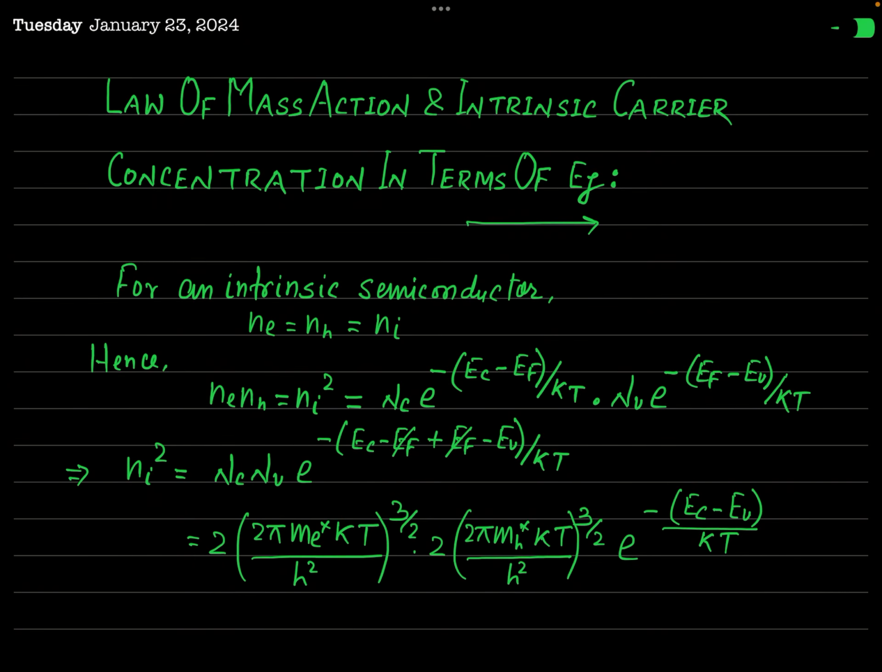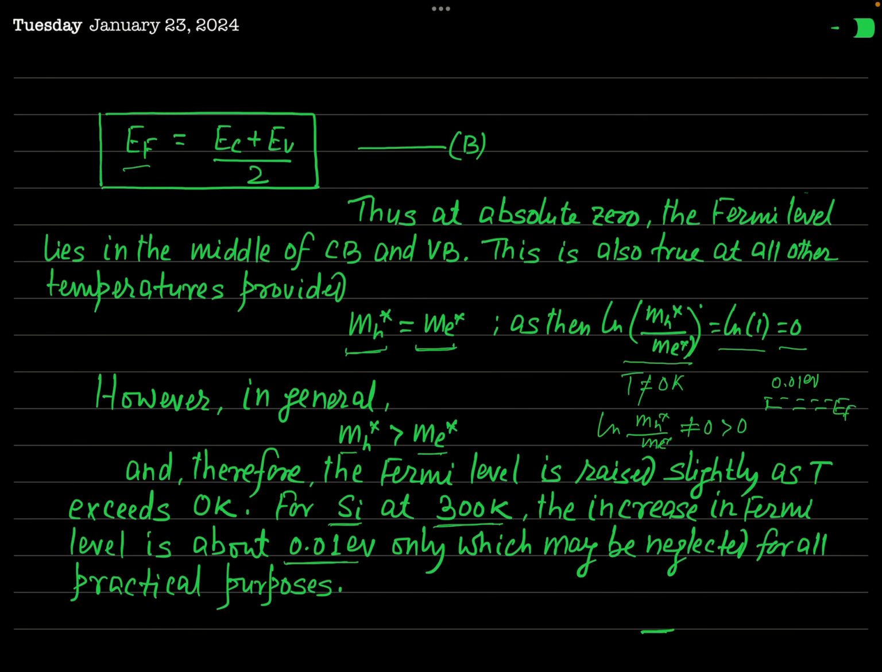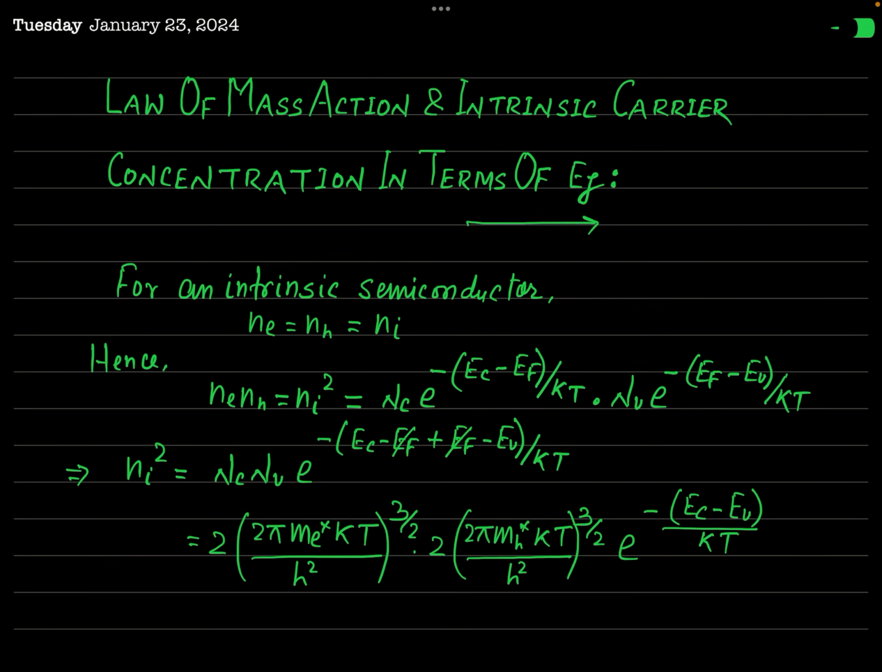Now, after knowing the idea of Fermi level, how this Fermi level depends on temperature, and why we can neglect its temperature dependence, it is time to know a very important law which is called the law of mass action. And in this heading, we will also learn about the intrinsic carrier concentration in terms of the band gap Eg. Okay, that is a very important result.